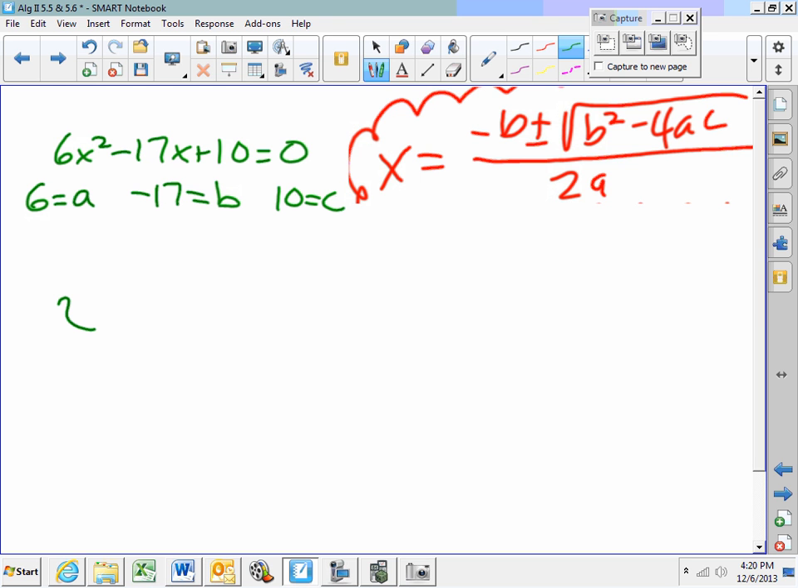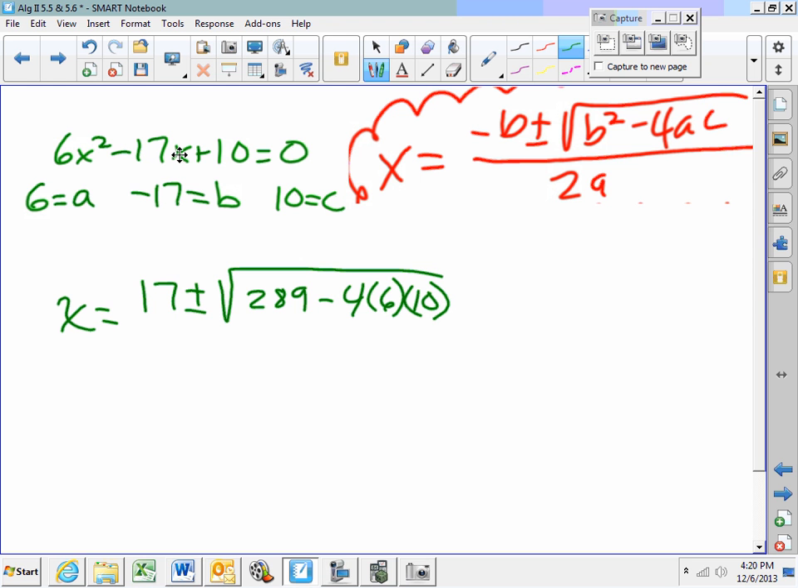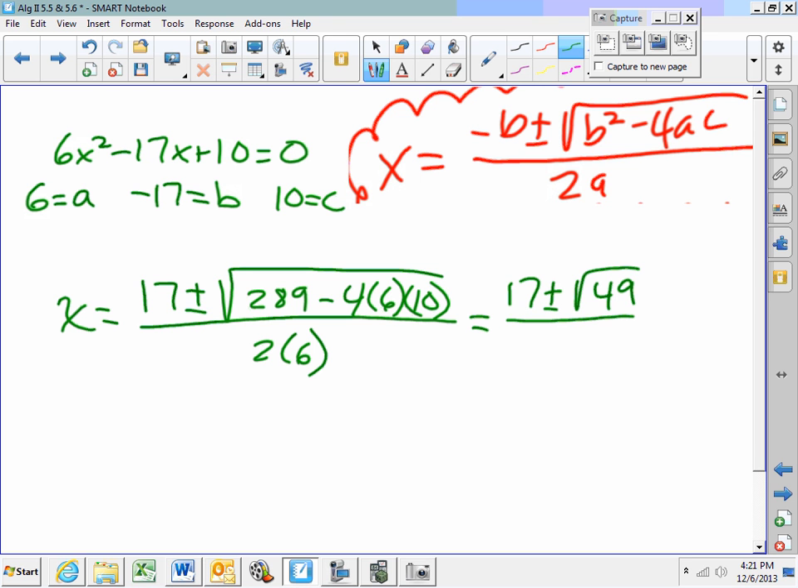So we write x is equal to 17 plus or minus the square root of negative 17 squared, that's 289, minus 4 times 6 times 10, all over 2 times 6. Okay, now, we've got some work to do here. 4 times 6 is 24. 24 times 10 is 240. 289 minus 240 is 49. So we get 17 plus or minus the square root of 49 over 12.